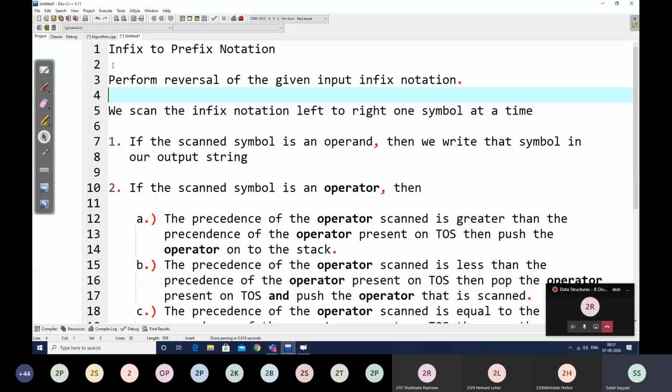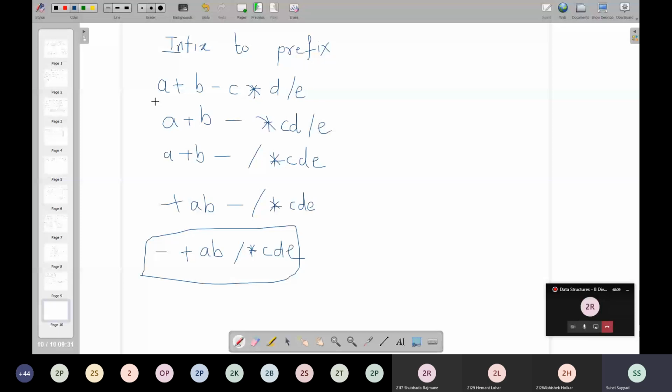So we need to first perform reversal of this. If I perform reversal, what will be the output? E division D multiplication C minus B plus A. Is this understood? In the first step, I did reversal of the given input string.